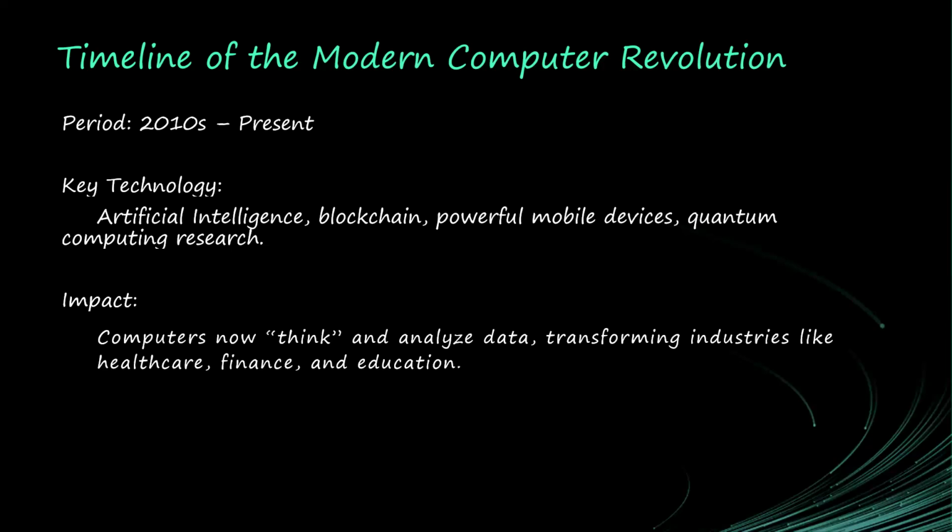So what's the impact? Computers now can think and analyze data. They think like human beings. They transform industries like healthcare, finance, and education. So the impact here is that computers can now think like human beings. They can think and analyze data. They can behave like human beings. They are intelligent like human beings. So that's the impact of artificial intelligence, most especially artificial intelligence. We also have the blockchain, powerful mobile devices, and quantum computing research.